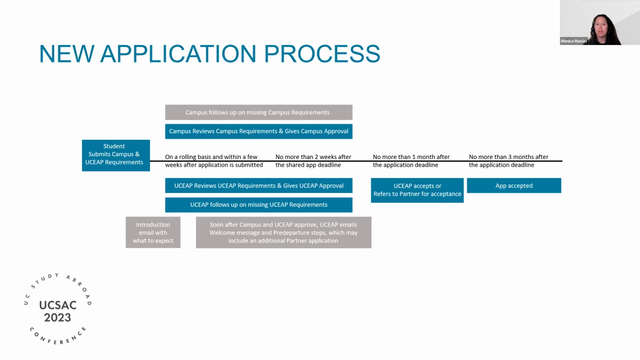Once both parties have completed their review and the application is ready to move forward, UCEAP emails a welcome message to the student to let them know that either the application has been accepted or that there are next steps to complete for the partner to accept them. Unlike in the current process, there is a single application deadline, which is the UCEAP application deadline. This means that all students have the same application period for a program, no matter which UC campus they attend.